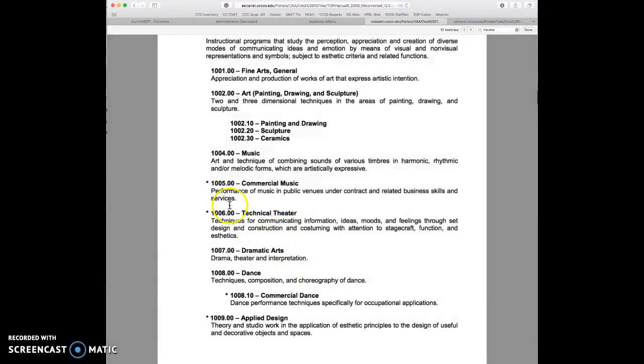So what's interesting is you have these two disciplines. Look at this. You have technical theater and you have dramatic arts. One is vocational and one is not. Sometimes you're going to have curricular proposals that come through and you're going to wonder, does this go specifically into dramatic arts, which is about getting up on stage and performing and using diction, and how you go about interpreting a particular script, versus the techniques for communicating ideas, moods, and feelings through set design and construction.